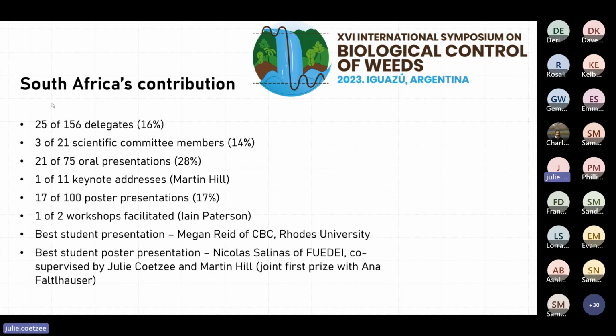The South African contribution, as I said, we were 25 of 156 delegates, so that's 16%. 3 of us were on the scientific committee of 21 members. We got 28% of the oral presentations. 21 of the 75 talks were given by South Africans, which is pretty significant given that we were a big contingent, but we made up 28% of the talks. Martin Hill gave one of the 11 keynote addresses. We gave 17 poster presentations. Ian Patterson facilitated 1 of 2 workshops.